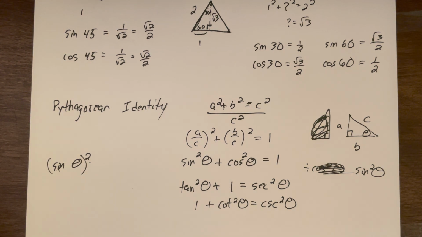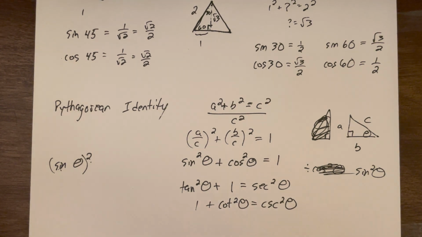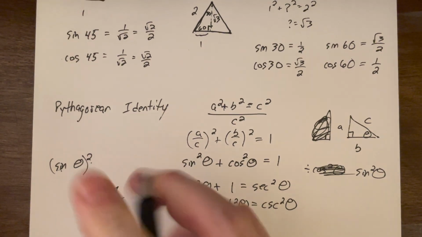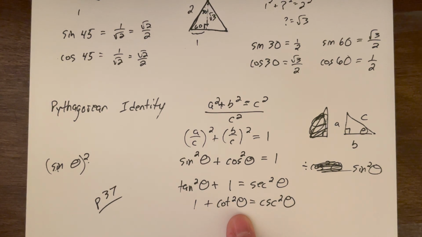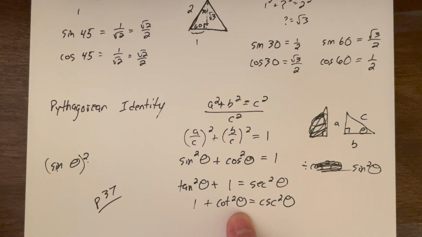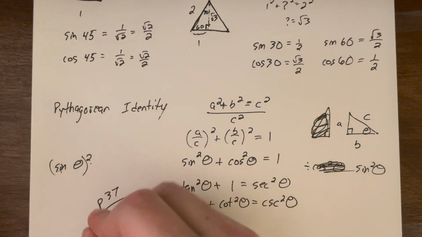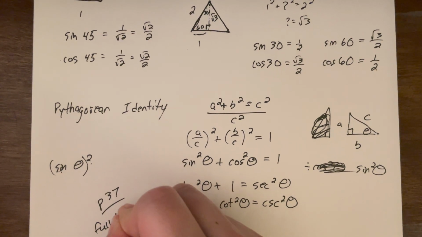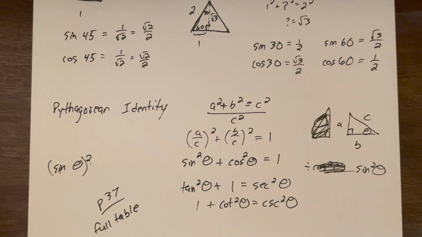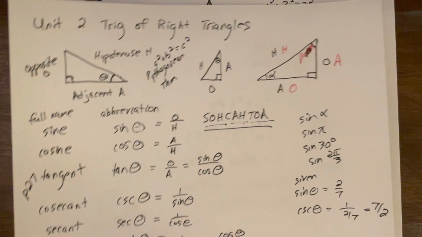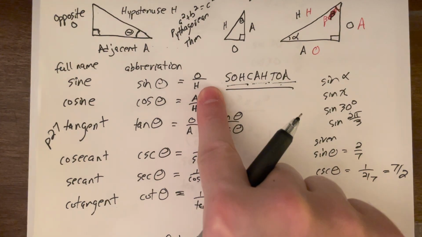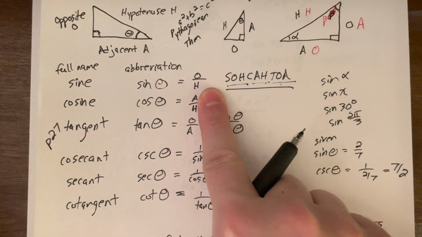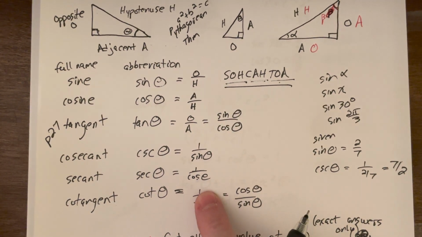Okay, now, I still want to use this, but I just want to point out on page 37, it's not just these Pythagorean identities, you get a whole bunch of stuff. It's a nice big full table of pretty much everything we established and more. We get the reciprocal pieces. They already had a separate table for the Sohcahtoa, so they don't include that. But then you get the reciprocals.